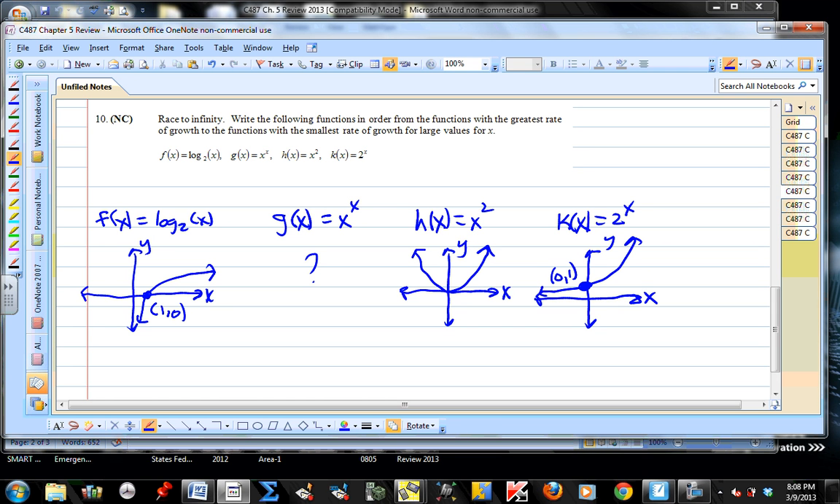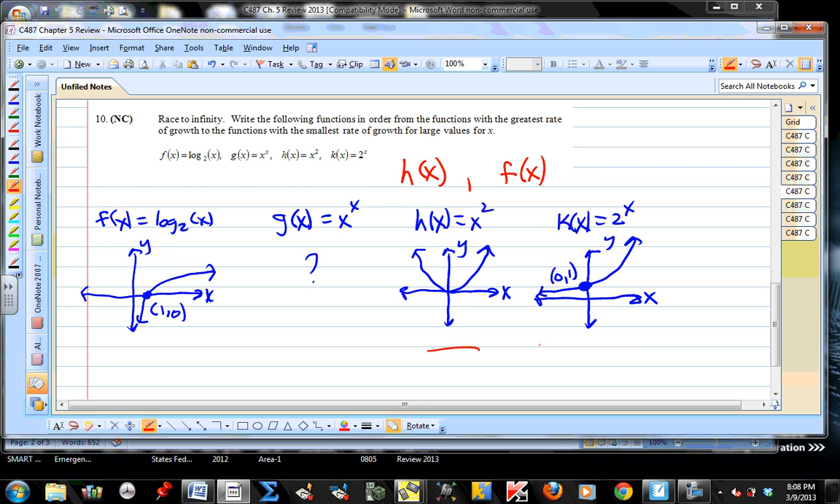Now the question is, which one of these is going the fastest, which one's the slowest? So let's just start with the three that we know about, and then we'll throw g of x into the answer at the end. Okay, comparing a logarithmic function with x squared. It's obvious both of these functions increase as x goes to the right, but h of x increases faster than f of x. So if you're going to put these in order from fastest increase to slowest, h of x will be faster than f of x.